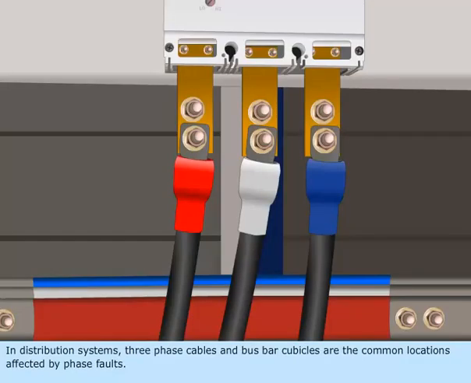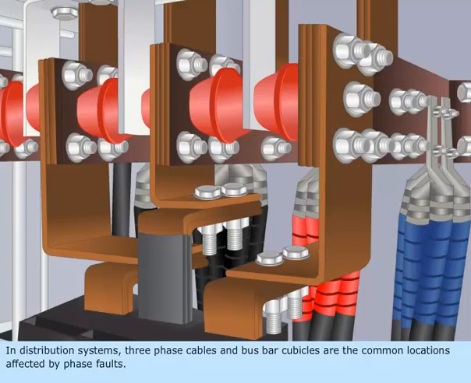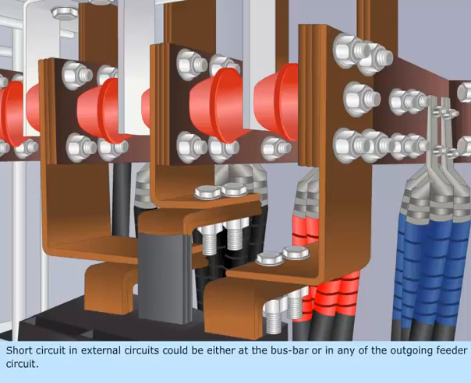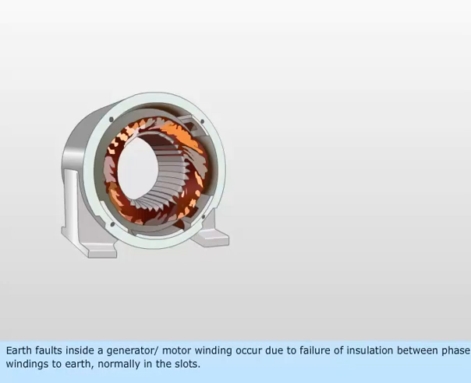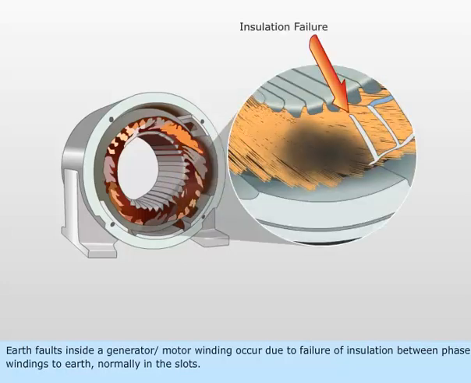In distribution systems, three-phase cables and busbar cubicles are the common locations affected by phase faults. Short circuit in external circuits could be either at the busbar or in any of the outgoing feeder circuit. Busbar faults could be due to failure of supporting insulators or due to shorting of phases. Earth faults inside a generator or motor winding occur due to failure of insulation between phase windings to earth, normally in the slots.